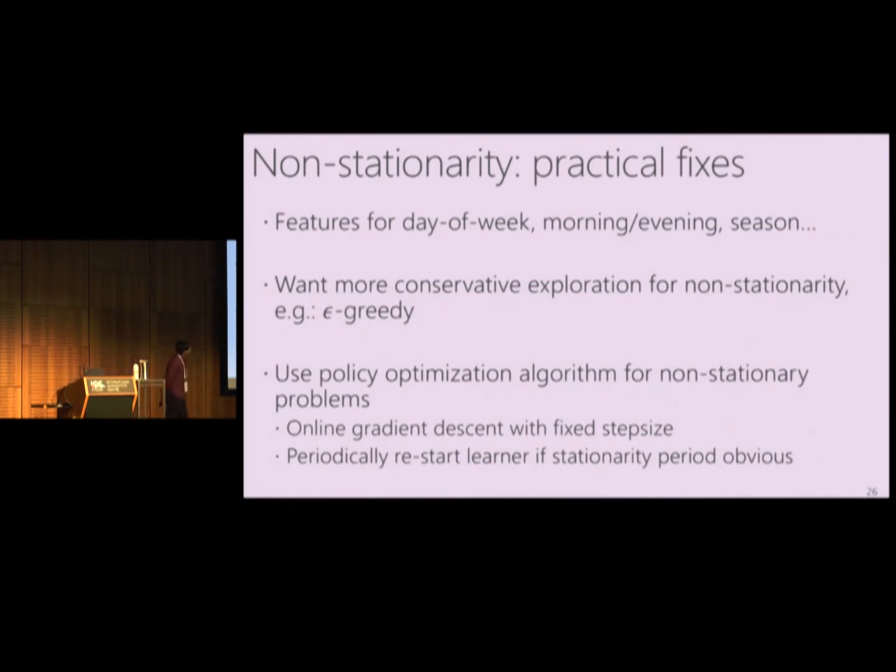Okay, so what are some practical tricks to get around this issue? A pretty common and powerful trick is to just add features that try to reduce the degree of non-stationarity of the problem. Maybe we should have indicator features for day of week, time of day, maybe discretized to some granularity, something to do with season, and so on. If you have such features in your model, then it can learn to have slightly different preferences over actions on different days of the week, or weekday versus weekend, and so on. So that kind of helps. That reduces non-stationarity to some degree.